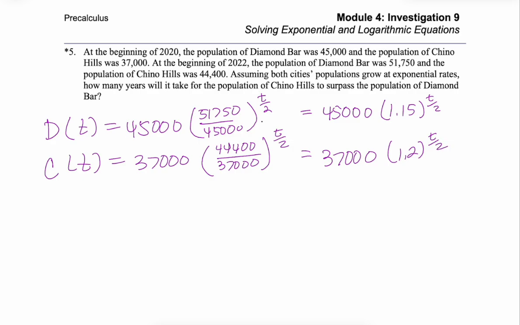Now let's think about what we want to know. We want to find out when the Diamond Bar population will be equal, because then after that, Chino has a higher rate. It's going to go faster. So if we know when they're equal, we can then go from there. Okay. So let's put these two equations equal to one another, and I'll show you a technique that we can use.